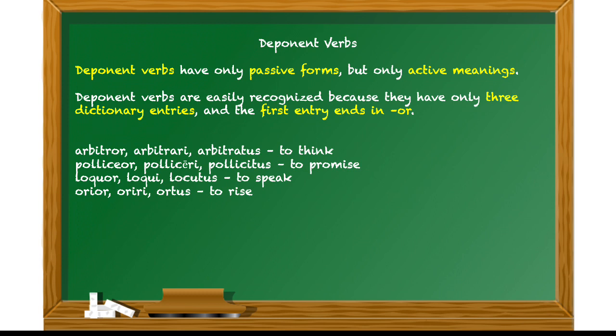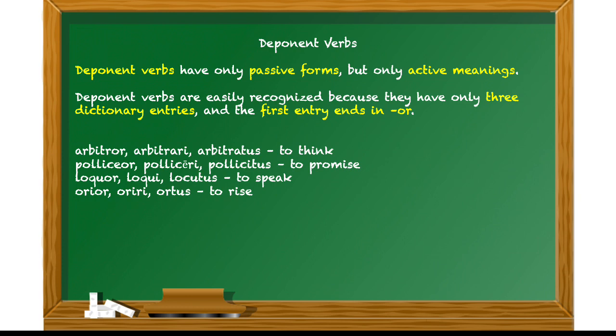So arbitror, arbitrari, arbitratus, to think. That would be a first conjugation deponent verb. It has ARI instead of ARE on the second dictionary entry. Then we have polliceor, polliceri, pollicitus, to promise.